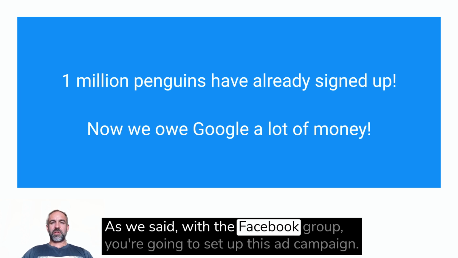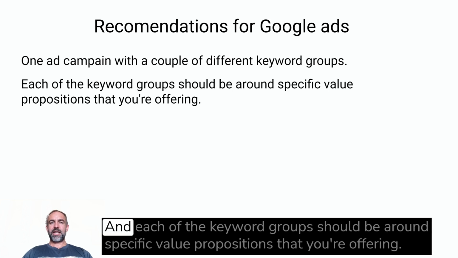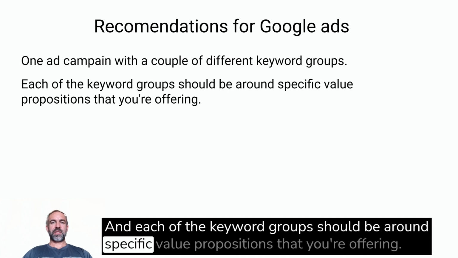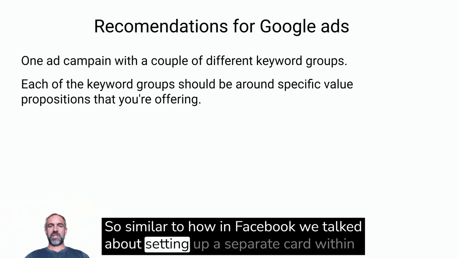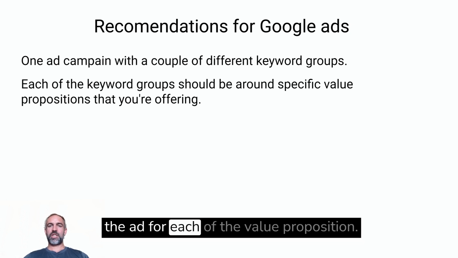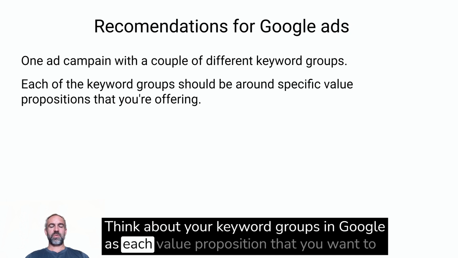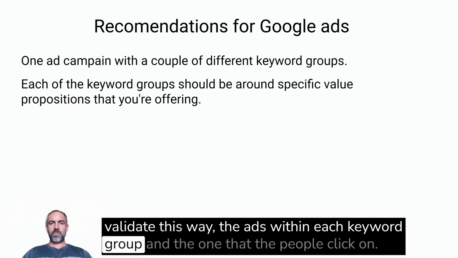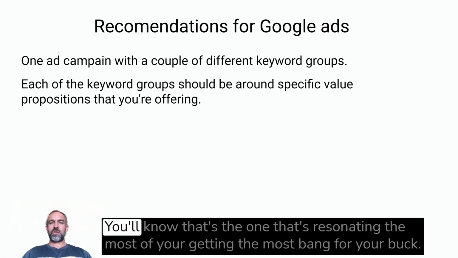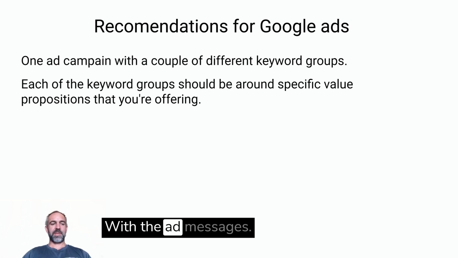As we said with the Facebook group, you're going to set up this ad campaign. I recommend just one ad campaign with a couple of different keyword groups. And each of the keyword groups should be around specific value propositions that you're offering. So similar to how in Facebook, we talked about setting up a separate card within the ad for each of the value proposition. Think about your keyword groups in Google as each value proposition that you want to validate. This way, the ads within each keyword group and the one that people click on, you'll know that's the one that's resonating the most, or you're getting the most bang for your buck with the ad messages.